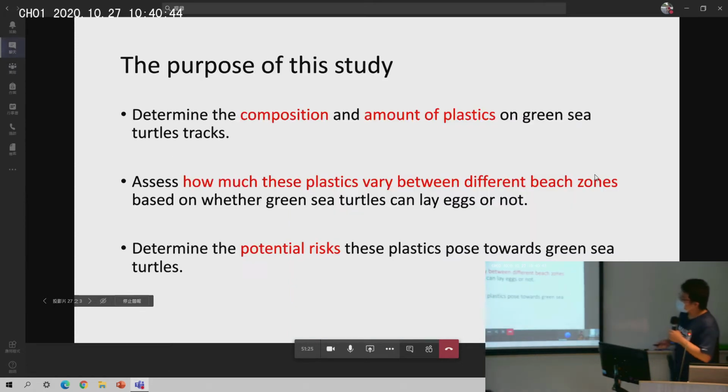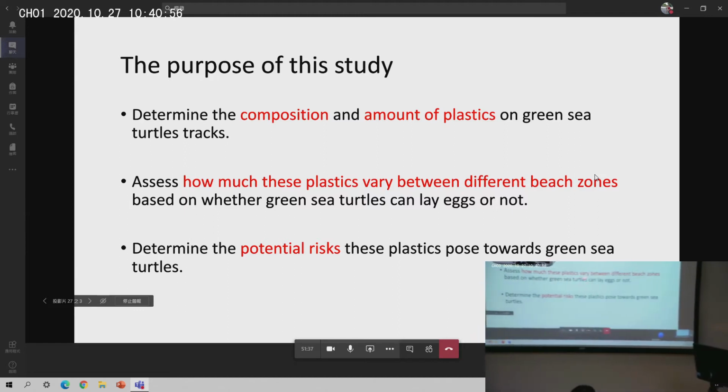Then I will talk about the purpose of this study. The first point is to determine the composition and amount of plastic on green sea turtle tracks. The second point is to assess how much these plastics vary between different beach zones, based on whether the green sea turtle can lay eggs or not. And the last point is to determine the potential risks these plastics pose toward green sea turtles.